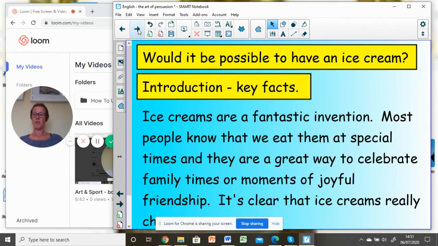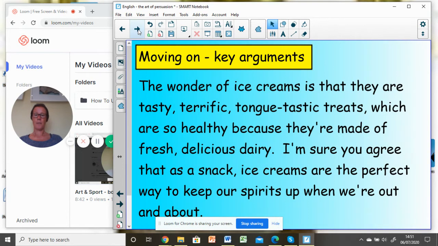Let's have a look at how I've developed the argument. Read this. Can you see the power of three? Tasty, terrific, tongue-tastic. I've even made it the power of four by adding treats at the end. And I've used alliteration there as well.